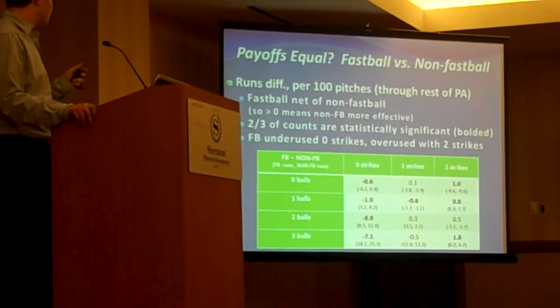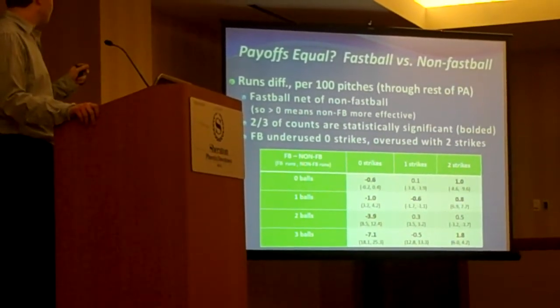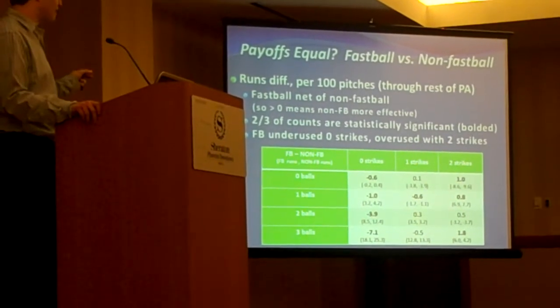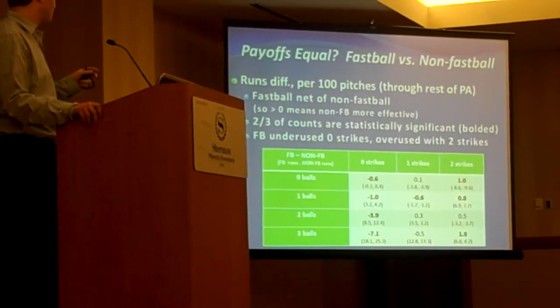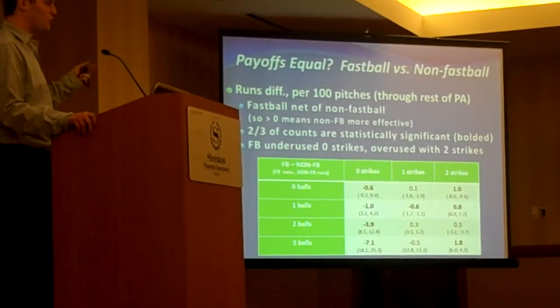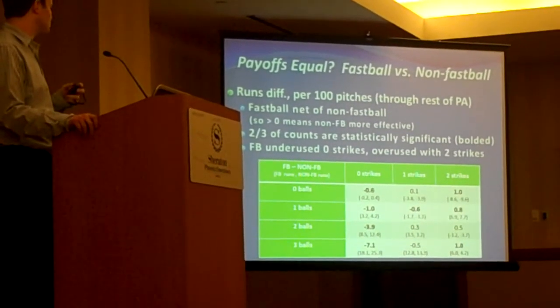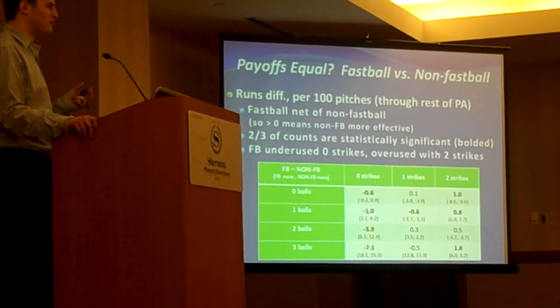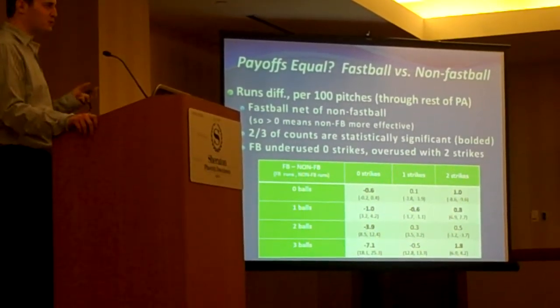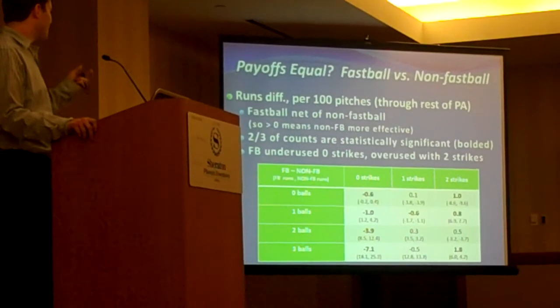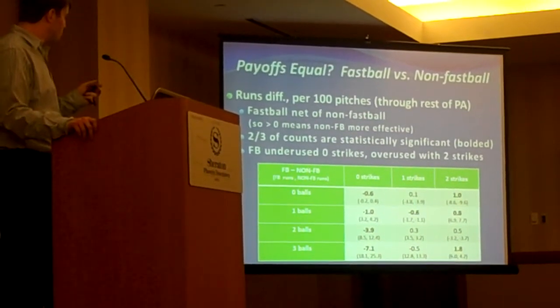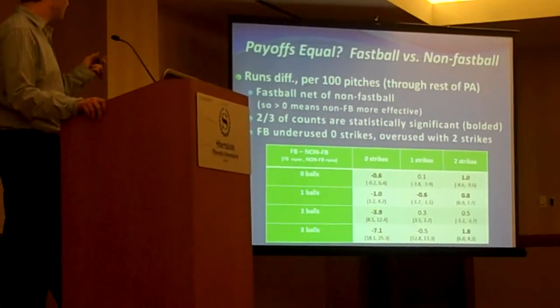The numbers in these tables, the bigger numbers, are fastball runs minus non-fastball runs in the count. What that means is that a positive number would mean more fastball runs than non-fastball runs, which would mean that the batter's doing much better when a fastball is thrown, and the pitcher should be throwing non-fastballs more. Negative numbers work the opposite way. The pitcher's throwing too many. And although these numbers are small, they're actually statistically significant in many cases.